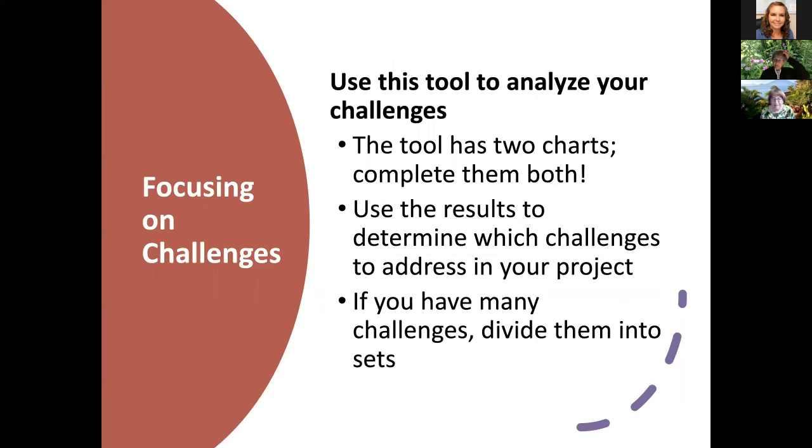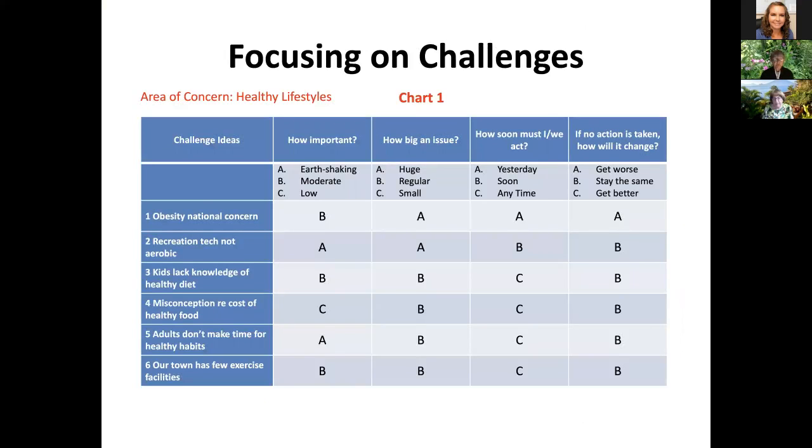Another tool that you can use is called focusing on challenges. This tool has two charts, and you complete both of them, and you use the results to determine which challenges you might want to consider addressing in your project. If you have many challenges, you can divide them into sets. So this is the area of concern, healthy lifestyles. Some of the challenge ideas they came up with were that obesity is a national concern, recreation technology is not aerobic, kids lack the knowledge of a healthy diet, misconceptions regarding the cost of healthy food, adults don't make time for healthy habits, and our town has few exercise facilities.